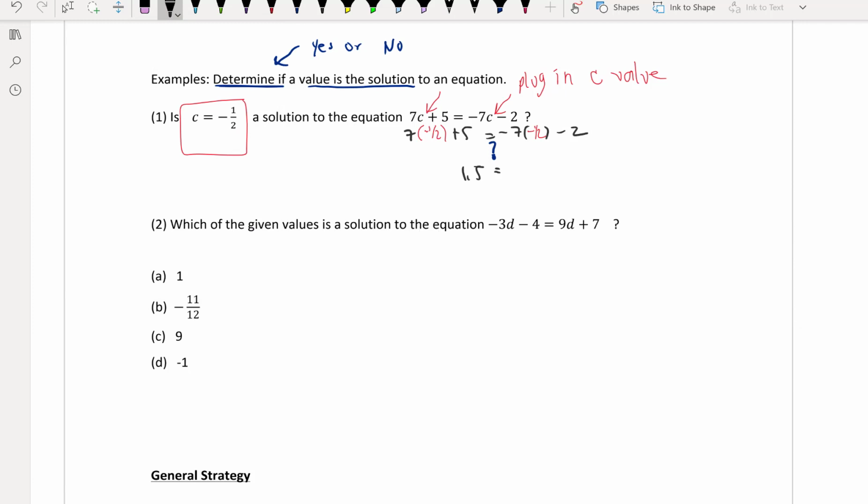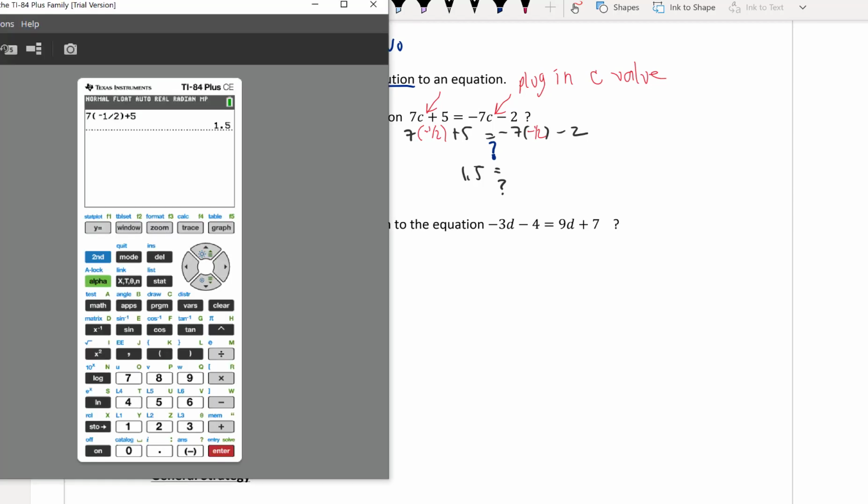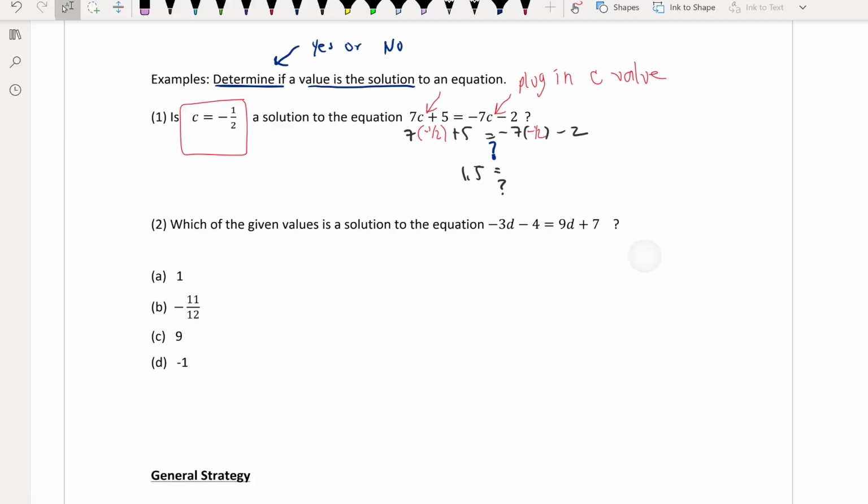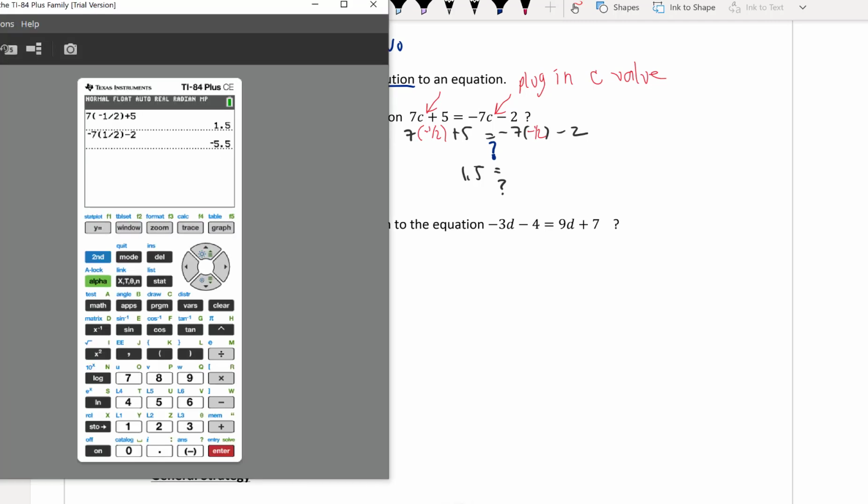We still want to see if the opposite side, the right-hand side, is also going to be equal to the same value. So let's plug that in. I have negative 7, parentheses, negative 1/2, minus 2. And so I get that this is going to be negative 5.5. So notice how 1.5 and negative 5.5 are not the same value. So therefore, these are not equal to each other.